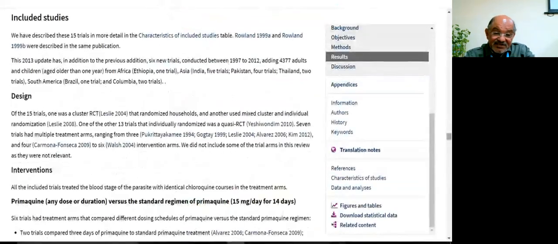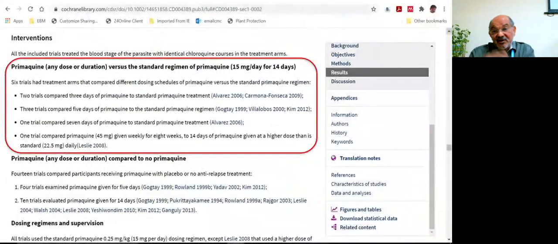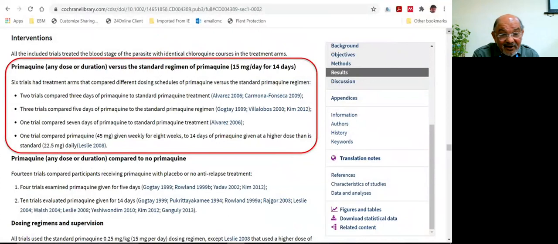And for each of the studies, we say what interventions they looked at. For the first objective, compared to the WHO standard, we had 2 trials comparing 3 days of primaquine to standard primaquine treatment. Then 3 trials compared 5 days of primaquine to standard treatment. 1 trial compared 7 days of primaquine to standard treatment. And 1 trial compared 45 milligrams given weekly for 8 weeks to 14 days. Now, we are not going to combine all of this in a meta-analysis. Each intervention is a comparison. Only similar comparisons will be combined. Do you understand? I'm not going to compare 3-day, 5-day versus 14. That makes no sense.